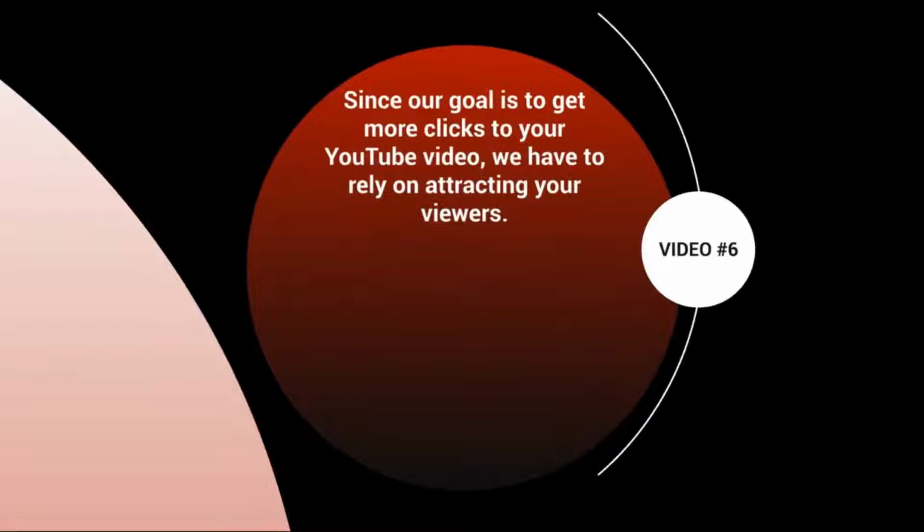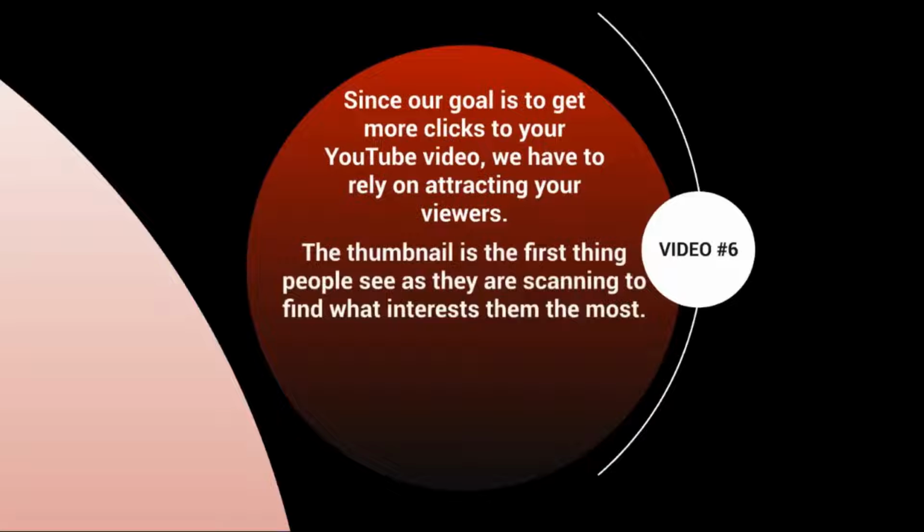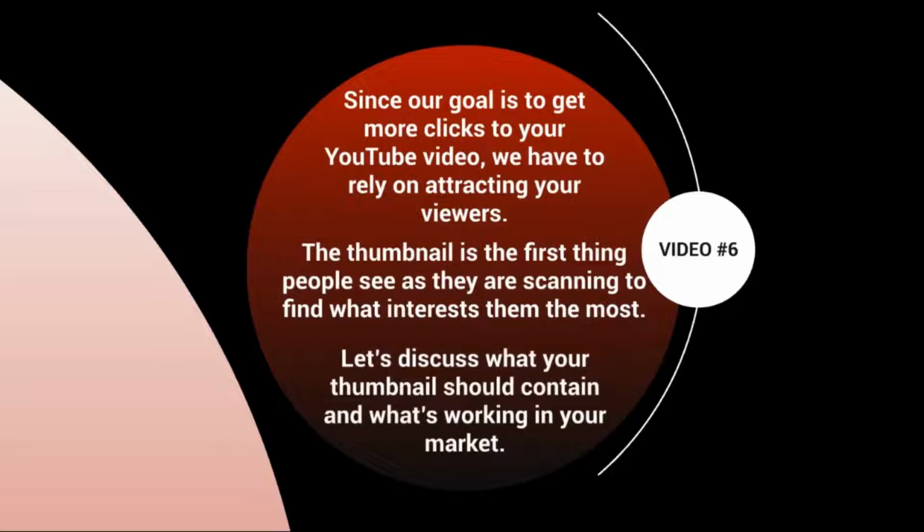You see, since our goal is to get more clicks or more views to your YouTube video, we have to rely on attracting viewers. So if you think about it, the thumbnail is the first thing people see as they are scanning to find what interests them the most. In other words, if you go to youtube.com and you type in a keyword, you're going to see all the results with thumbnails, the titles, the descriptions, and all of that. So that's the first thing that they see. So let's discuss what your thumbnail should contain and what's working in your market and how to figure that out.